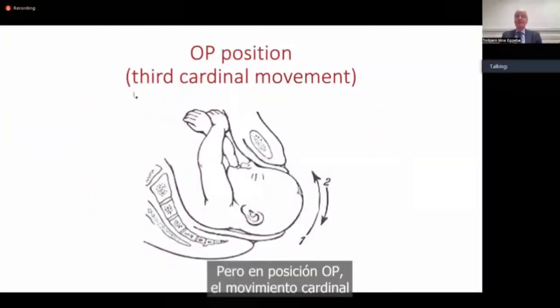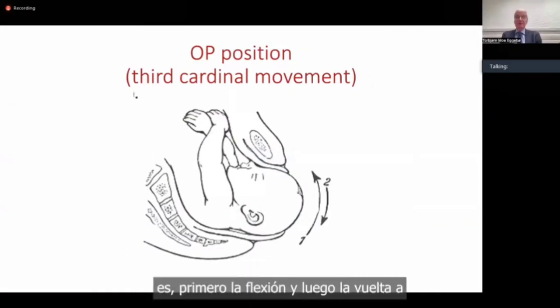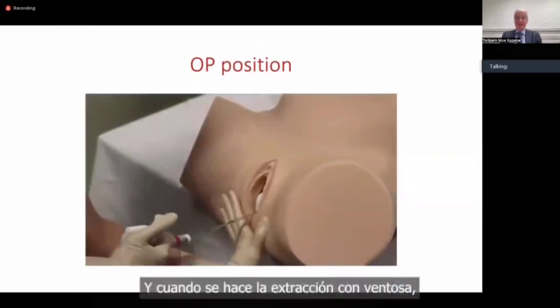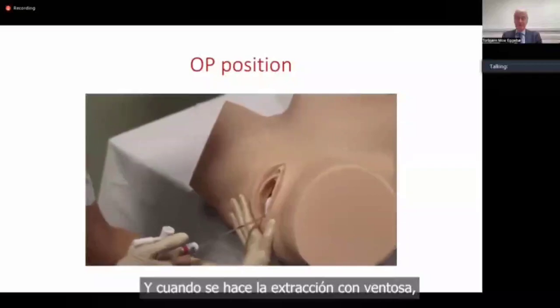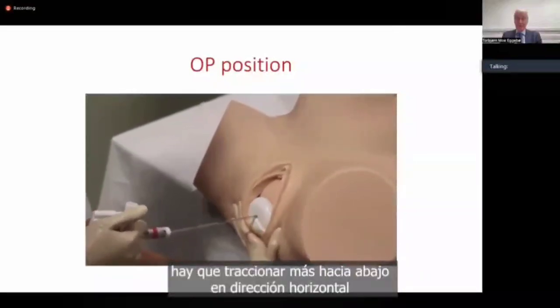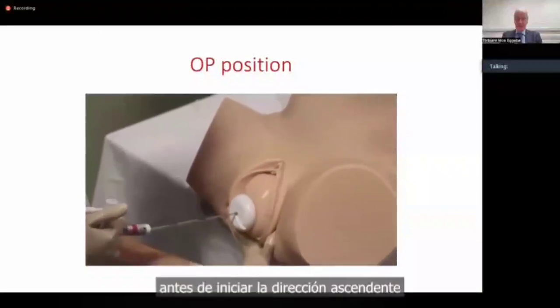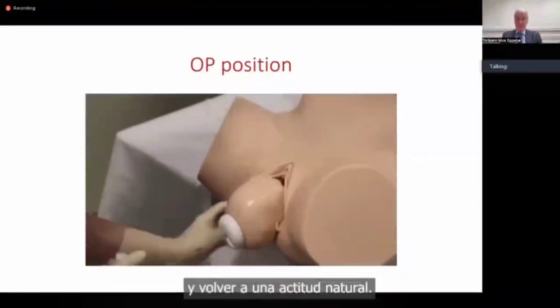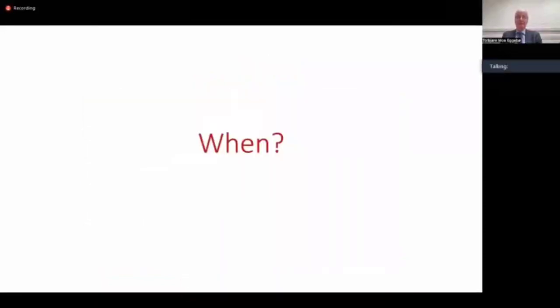However, in OP position, the cardinal movement is first flexion and then return to a neutral attitude. And when you do the vacuum extraction, you have to pull deeper down in a horizontal traction before you start the upward traction and return to a neutral attitude.